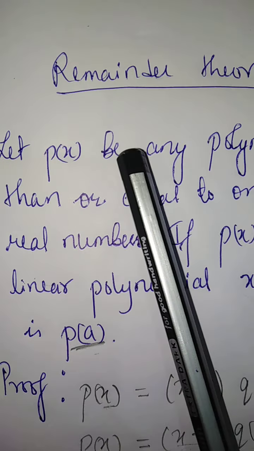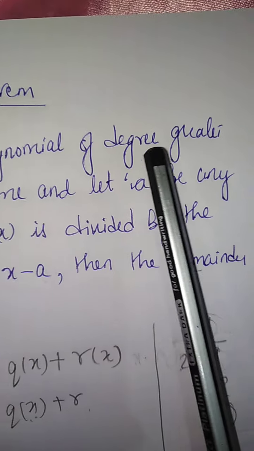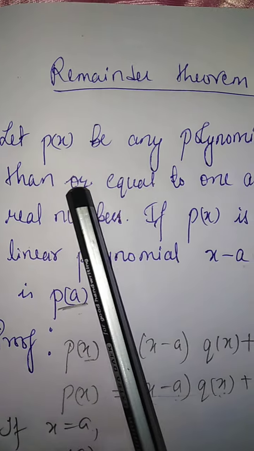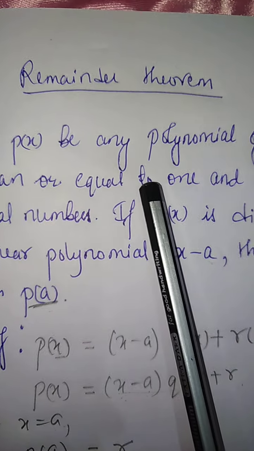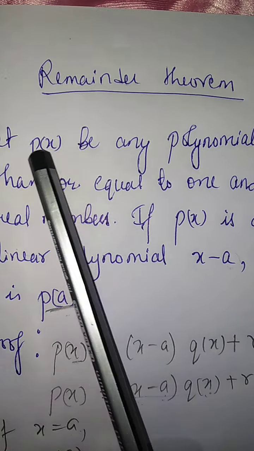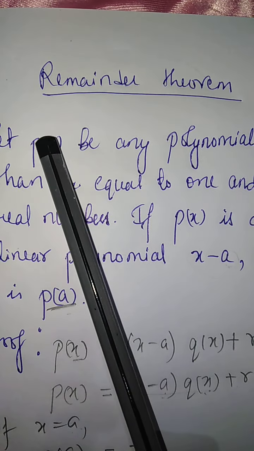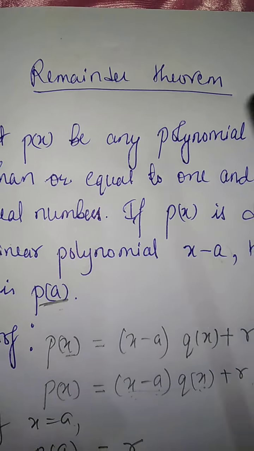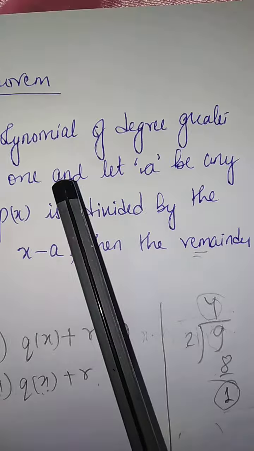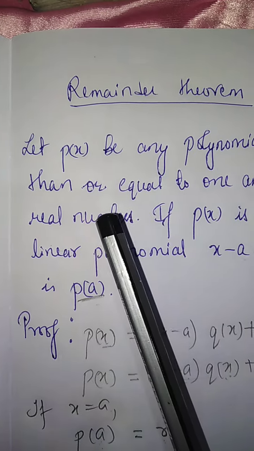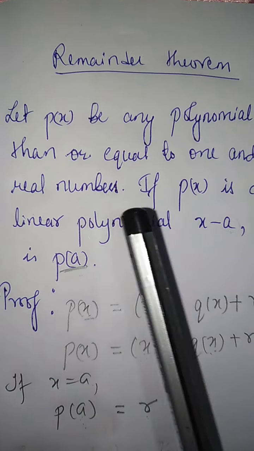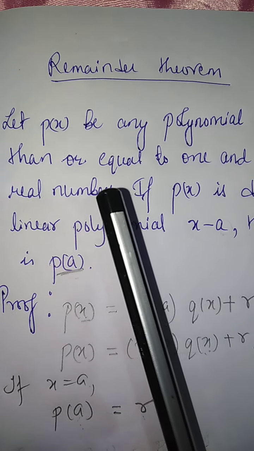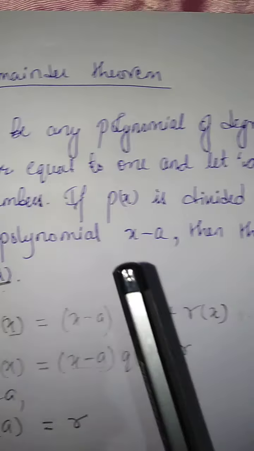Let p(x) be any polynomial of degree greater than or equal to 1. I hope this sentence is clear to you all. p(x) is a polynomial here, and this polynomial has degree greater than or equal to 1. And let a be any real number. Students, you all know what real numbers are. So here a is a real number, which means a is a constant.